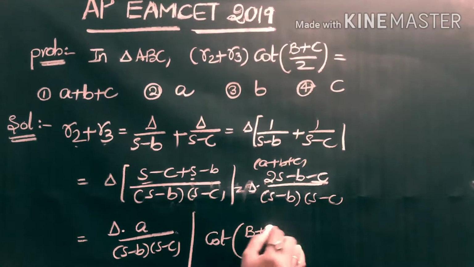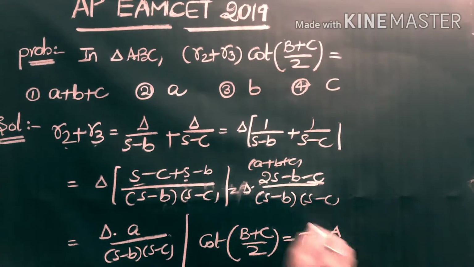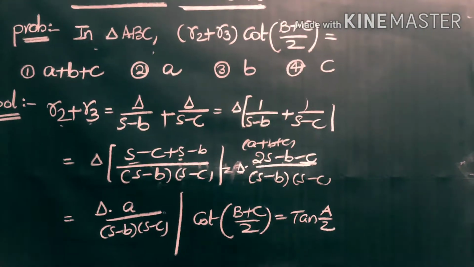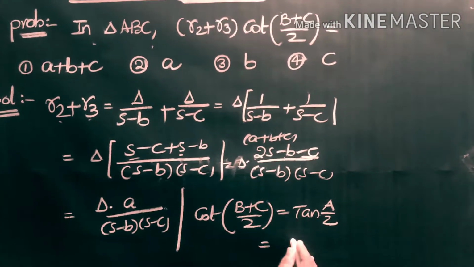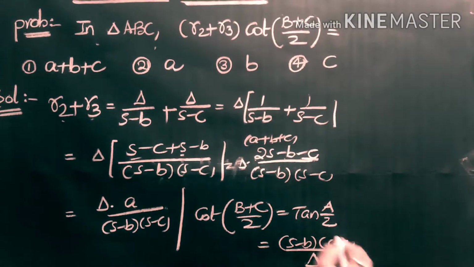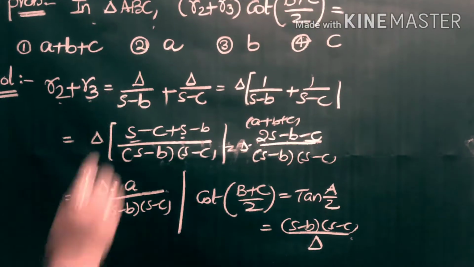cot((B + C)/2) is equal to tan(A/2), since ABC is a triangle. So cot((B + C)/2) has the value tan(A/2), and the formula for tan(A/2) is sqrt((s-b)(s-c)/(s(s-a))), written as (s-b)(s-c) by delta. This is the formula for tan(A/2). Now we are substituting these two values in the given expression.